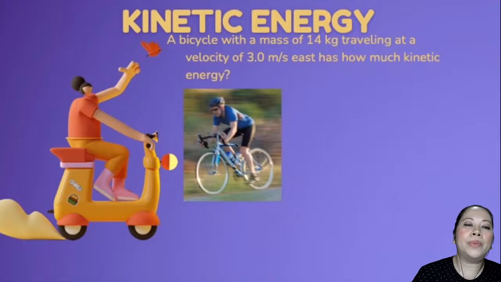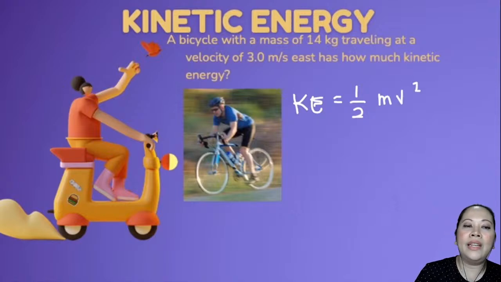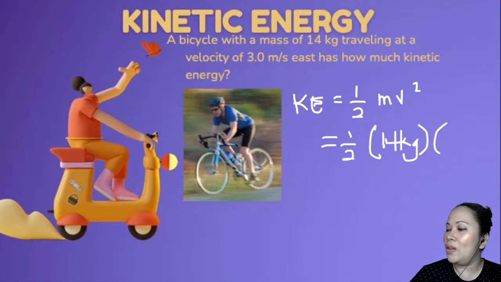Okay, so for example, you're asked to calculate the kinetic energy. Let's say a bicycle has a mass of 14 kilograms, traveling at a velocity of 3 meters per second east. How much kinetic energy does it have? The same thing: kinetic energy, KE, is equal to 1/2 mv squared. So you have your 1/2, the mass is 14 kilograms, and then you have 3 meters per second, and we need to square it.